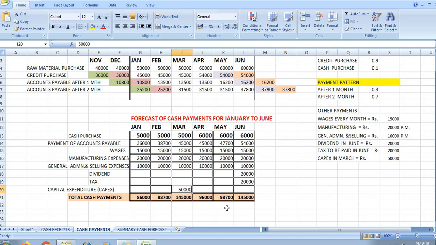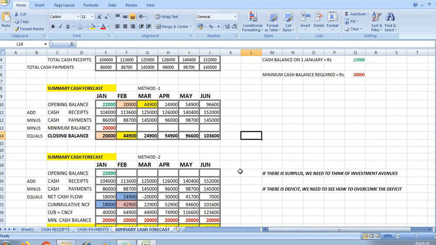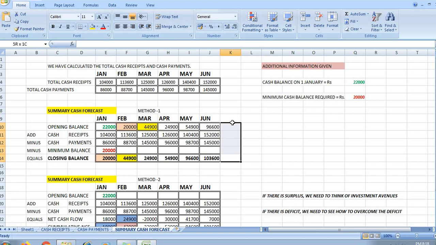So we have done two things. One is the receipts table and one is the payments table. Now we will go to the summary table. Can you see? This is the cash receipts and this is the cash payments, which we have calculated earlier. You are given additional information. You are told that the cash balance on 1st January is 22,000 and every month you are supposed to have a minimum cash balance of 20,000.